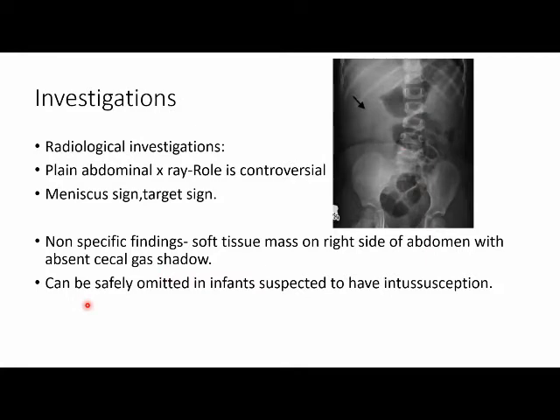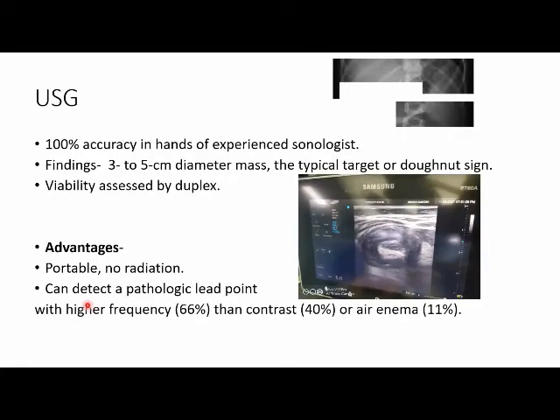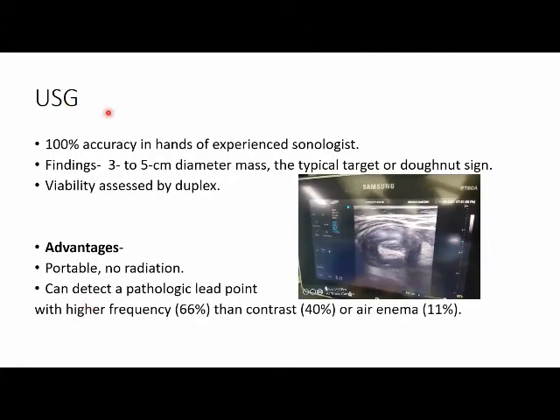So as an investigative modality, the plain X-ray can easily be omitted in infants suspected to have intussusception because it also carries a risk of radiation. So ultrasound is the most preferred investigation. It has 100% accuracy in the hands of an experienced sonologist. The finding will be a 3 to 5 centimeter diameter mass, as shown in the picture here. It will be a 3 to 5 centimeter diameter mass with a target sign.